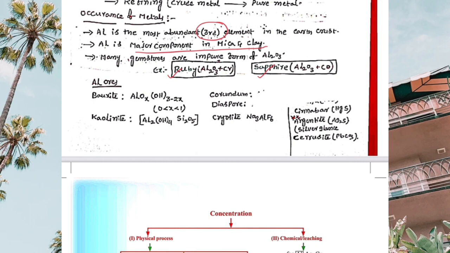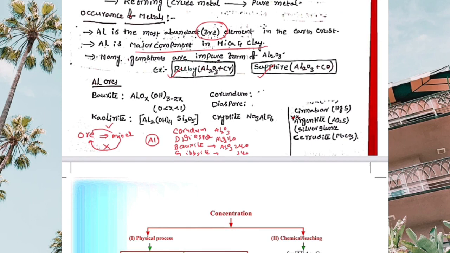Just now we discussed one statement: all ores are minerals, but all minerals are not ores. So what do you mean by that? For example, for aluminium we have different minerals: corundum, diaspore, bauxite, and gibbsite. These are Al2O3, Al2O3·H2O, bauxite Al2O3·2H2O, gibbsite Al2O3·3H2O. These are minerals, but the ore of aluminum is bauxite.